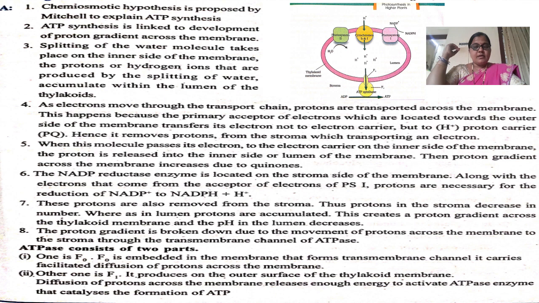F0 is embedded in the membrane and forms the transmembrane channel. It carries the facilitated diffusion of protons across the membrane. And F1 is on the outer surface of the thylakoid membrane.